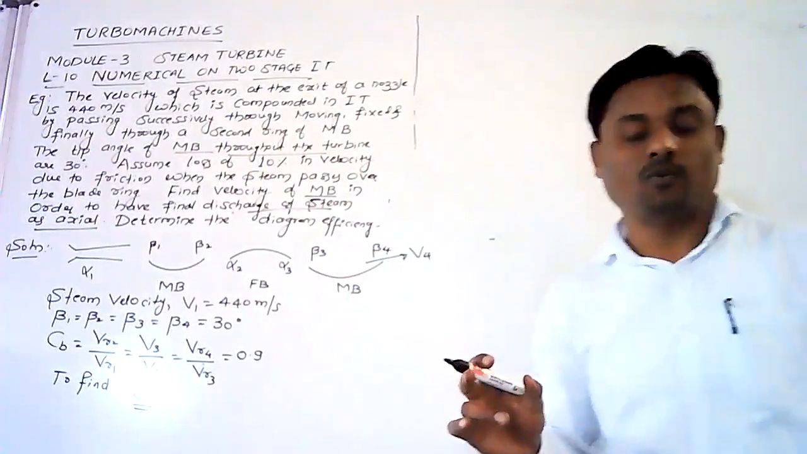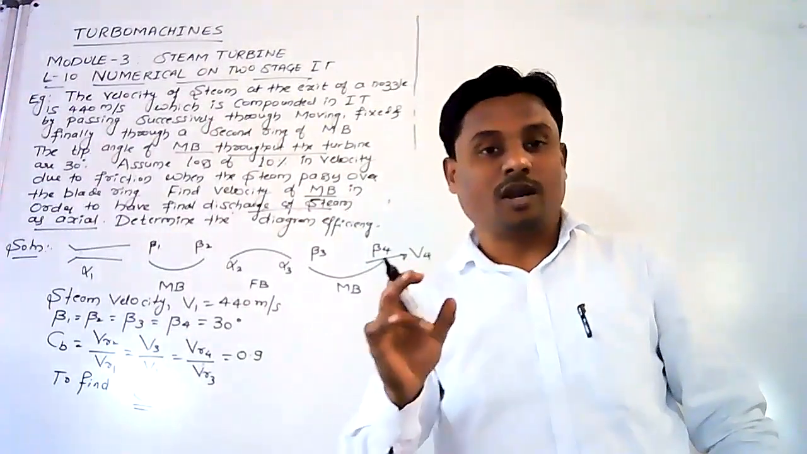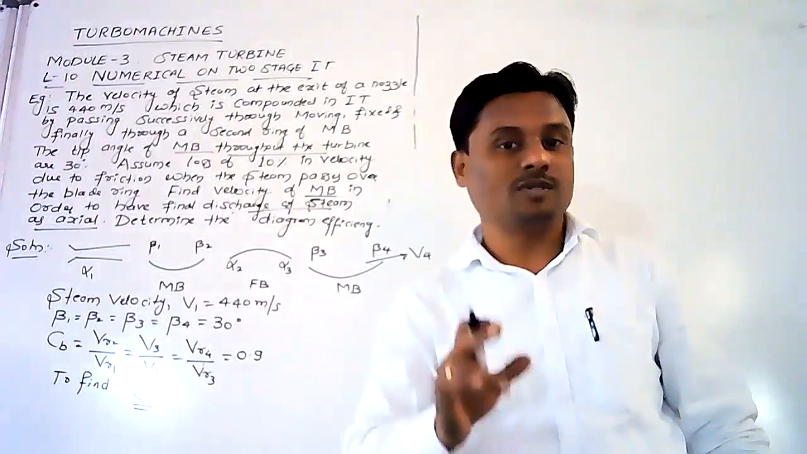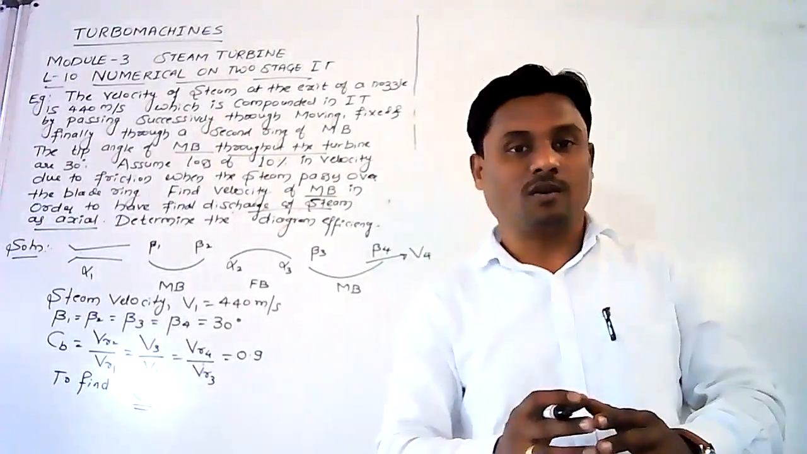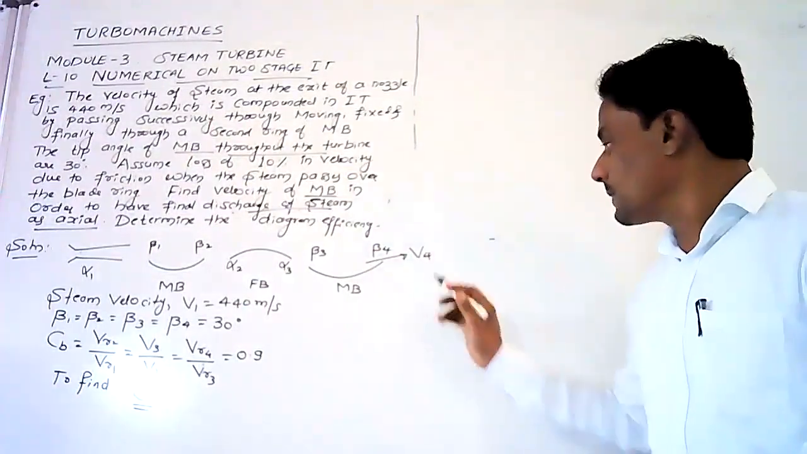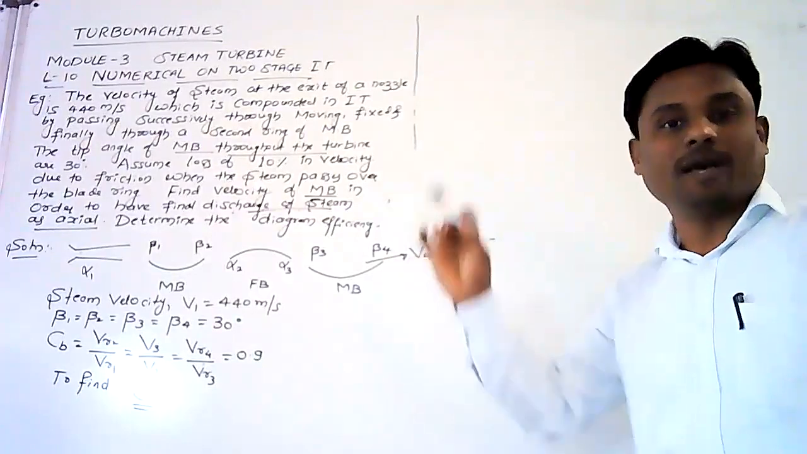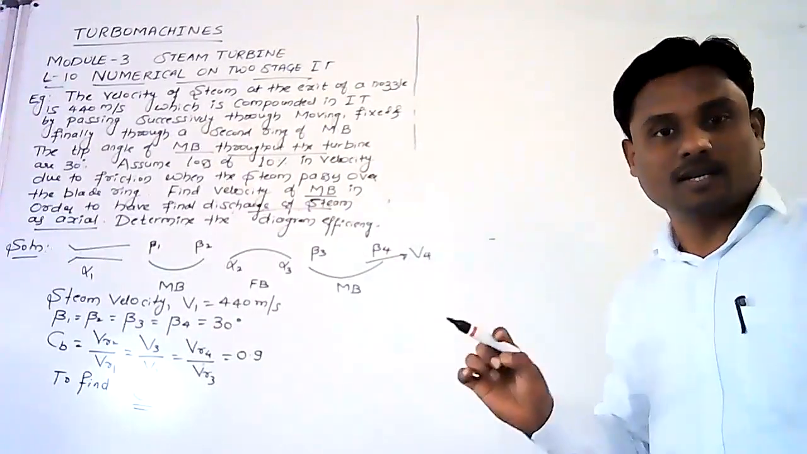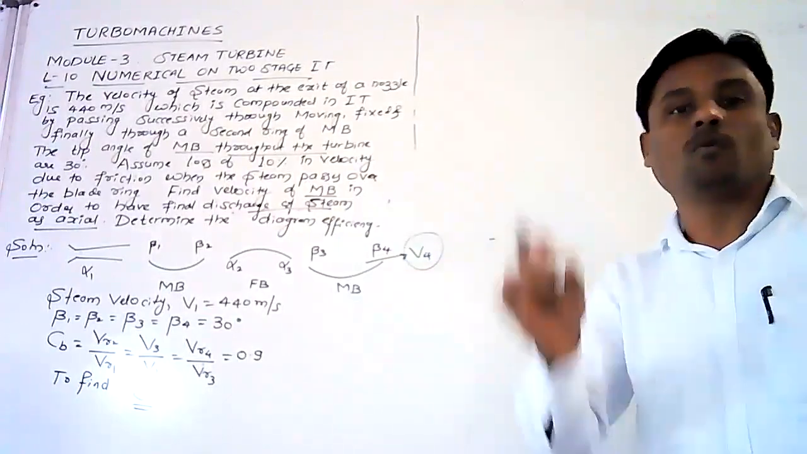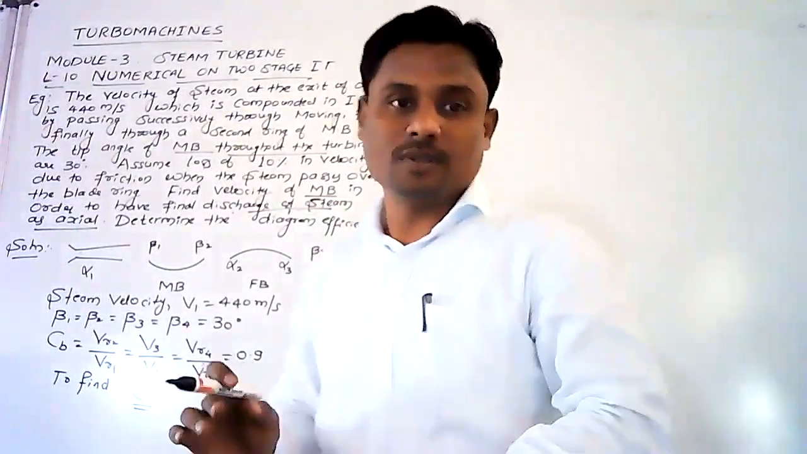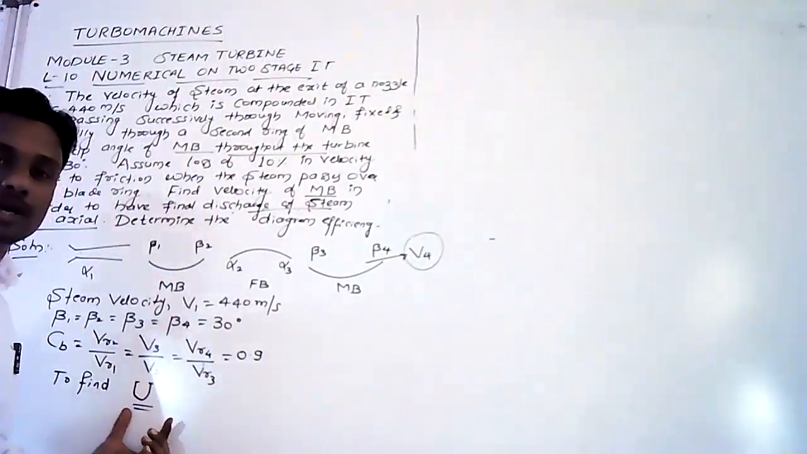While deriving the condition for maximum blade efficiency of the two-stage impulse turbine, we drew the combined velocity triangle where we assumed that V4 equals Vf4 for the maximum blade efficiency. Is that clear? If V4 is axial, V4 should be vertical. So this is the condition. Here the U value is to be calculated.